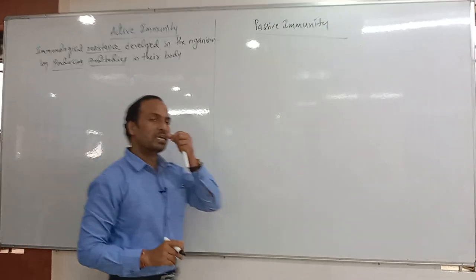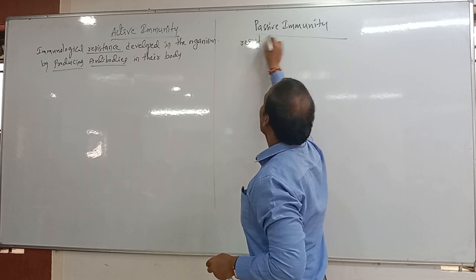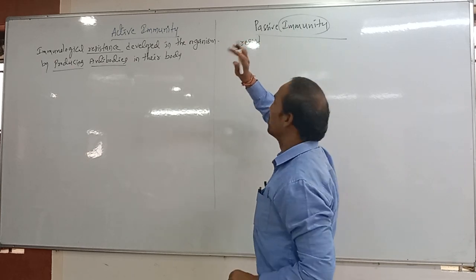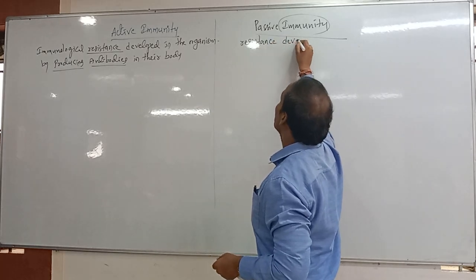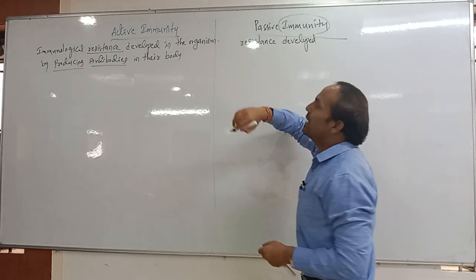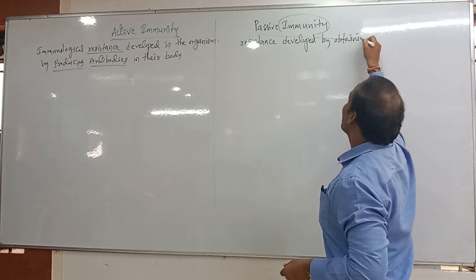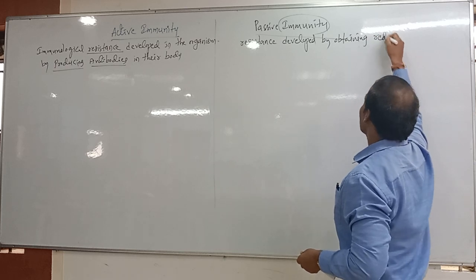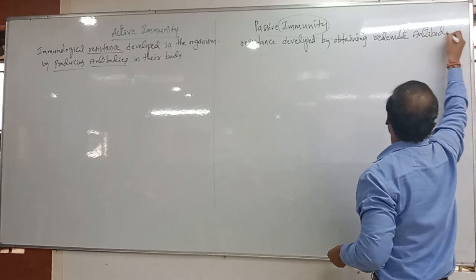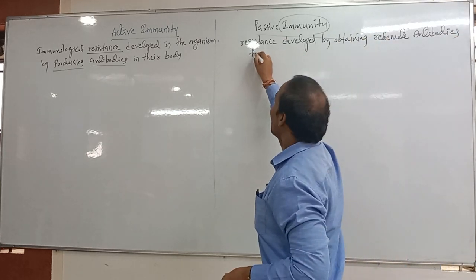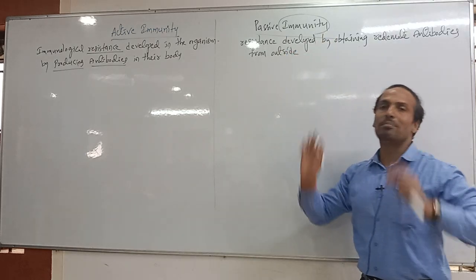But what is meant by passive immunity? It is also resistant power. Immunity means resistant power, you already know. Okay? So the disease resistance developed by obtaining what? Ready-made antibodies. By obtaining ready-made antibodies from outside is called passive immunity.